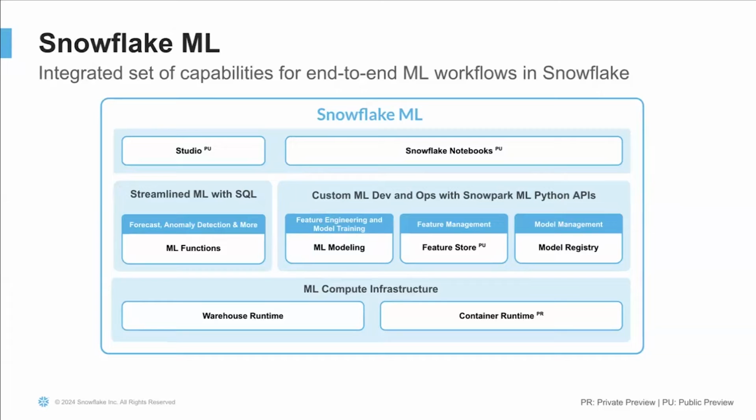In summary, Snowflake ML provides scalable feature engineering and model training with Snowpark ML modeling, distributed processing out of the box using CPUs and GPUs with code execution in the warehouse runtime or container runtime, and unified management of features and models with the feature store and model registry.